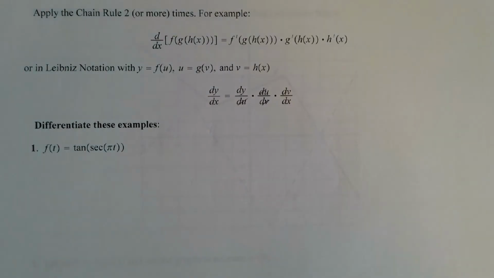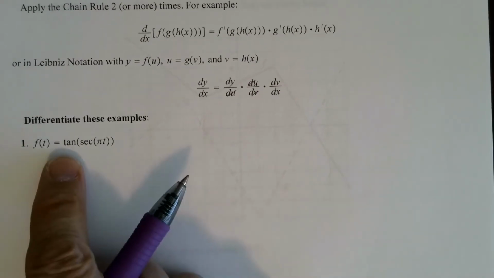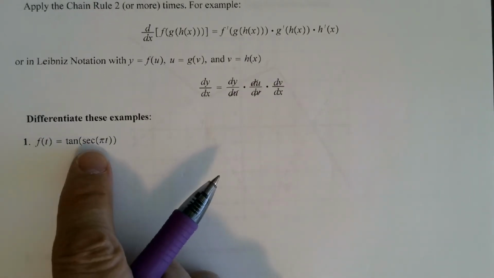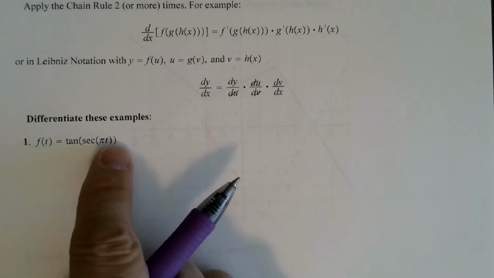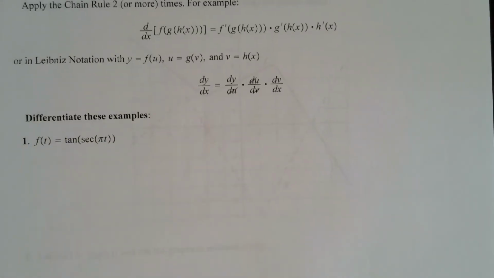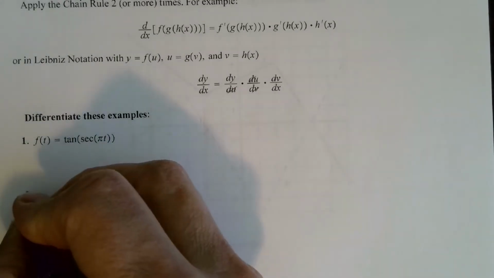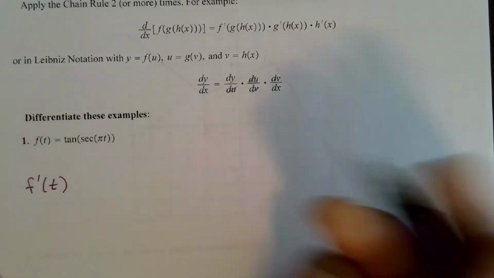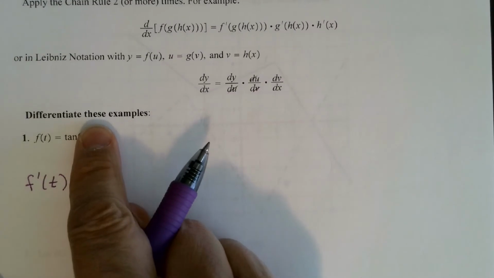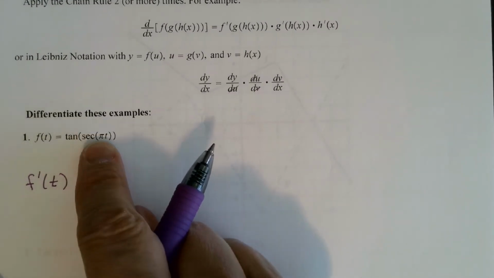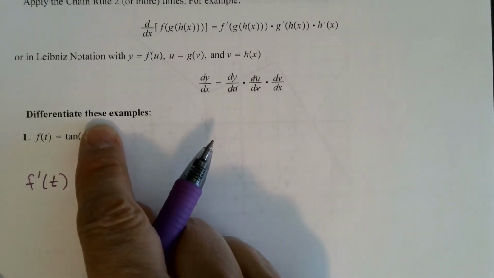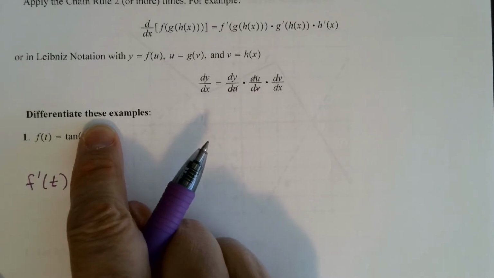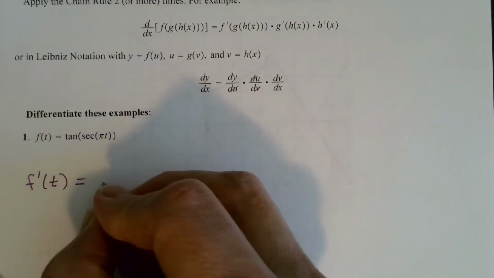So let's take a look at this. Okay. Tangent of secant of pi t, a function of t. So when we take the derivative here, it's by chain rule. So let's do that. What's the outermost function here? It's the tangent, right? Tangent of something. So what is the derivative of the outer function? What's the derivative of tangent? Okay, and that's secant squared.